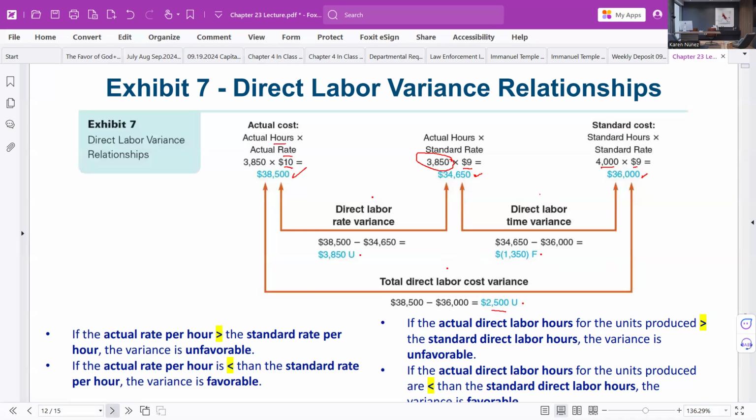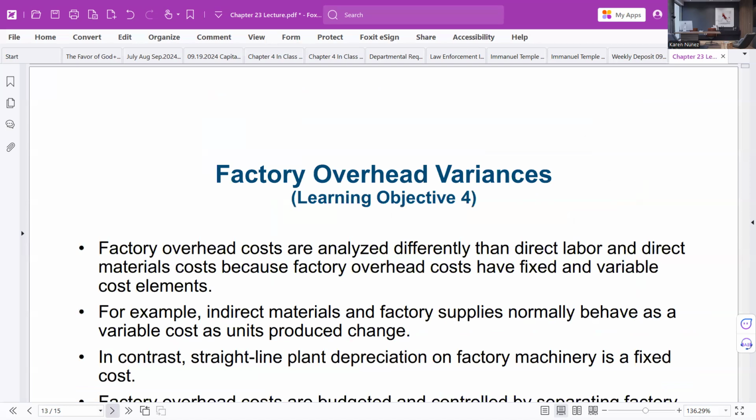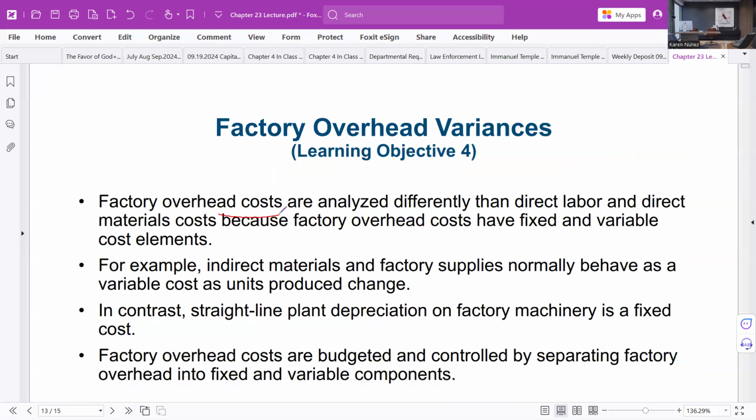And then when we talk about overhead, we have the same model for materials and for labor, but we analyze factory overhead a little bit differently. The reason is that it's a mixed cost. Direct materials is a variable cost. Direct labor is a variable cost. But factory overhead has a fixed component and a variable component. It's a mixed cost. We can't analyze it in the same way because it behaves differently.